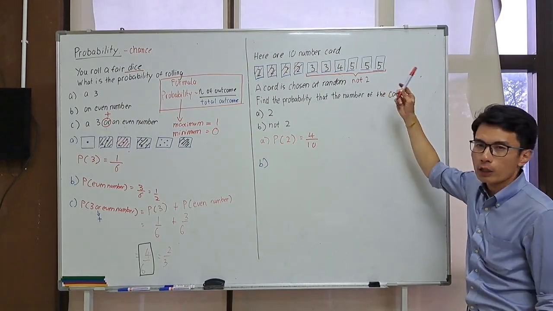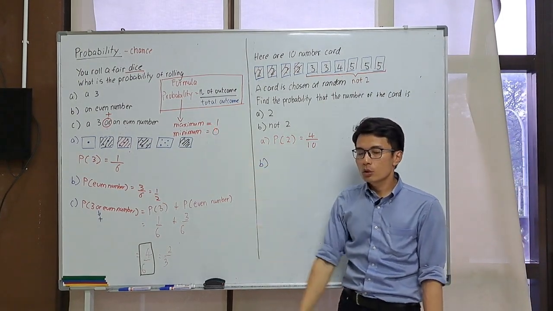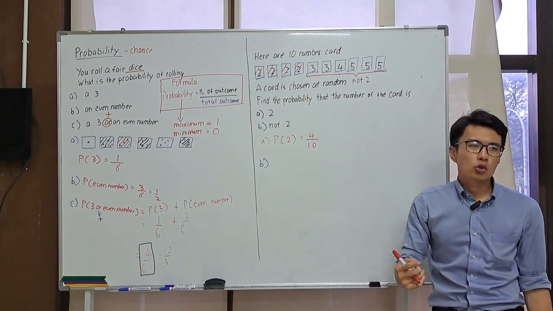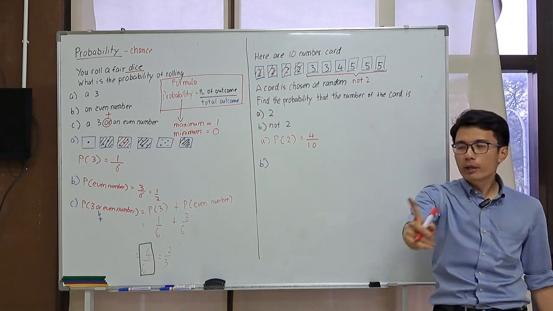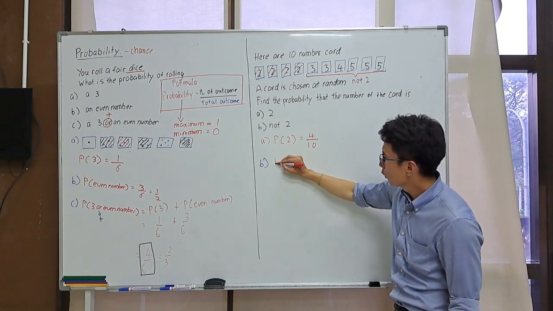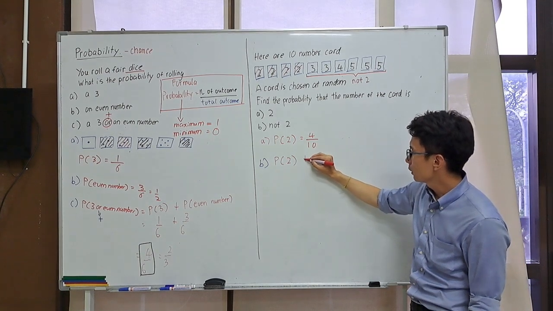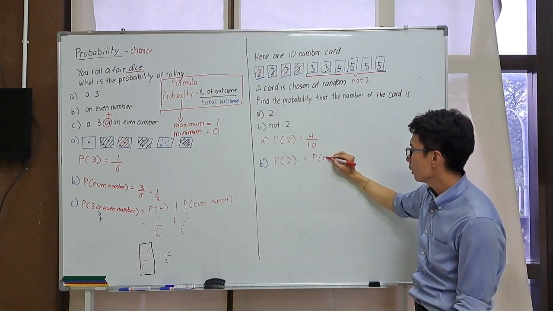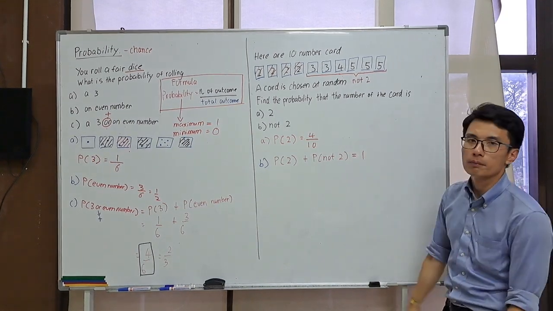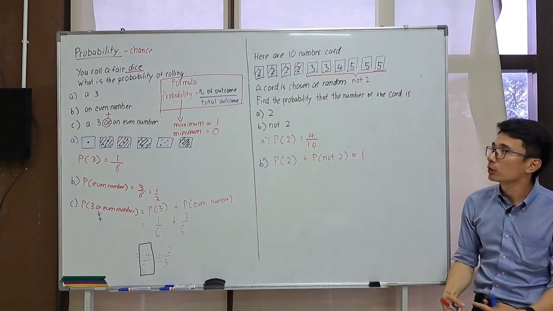To form this equation, I'm going to use my understanding of this one over here. When we talk about probability, the maximum probability is going to be 1. So I'm going to write an equation over here. I'm going to say this: the probability of getting 2, plus the probability of getting not 2, is going to equal 1. Try to take a look at this equation and see if it makes sense or not.